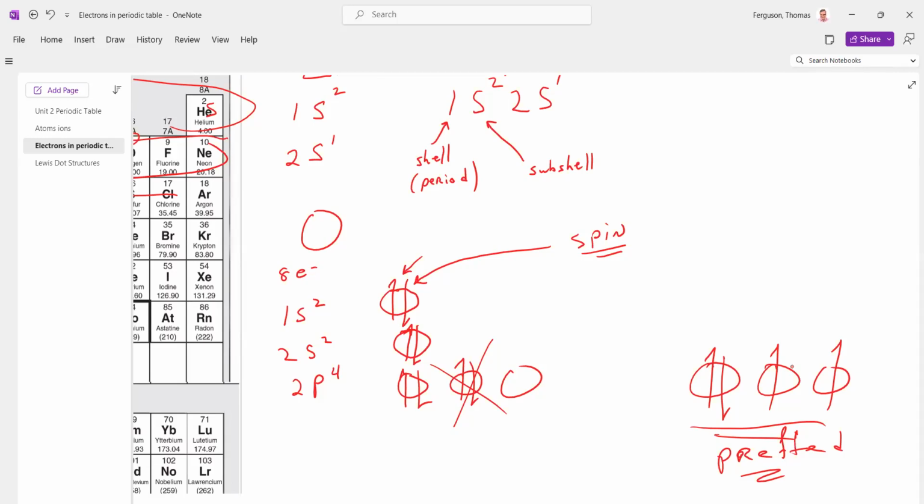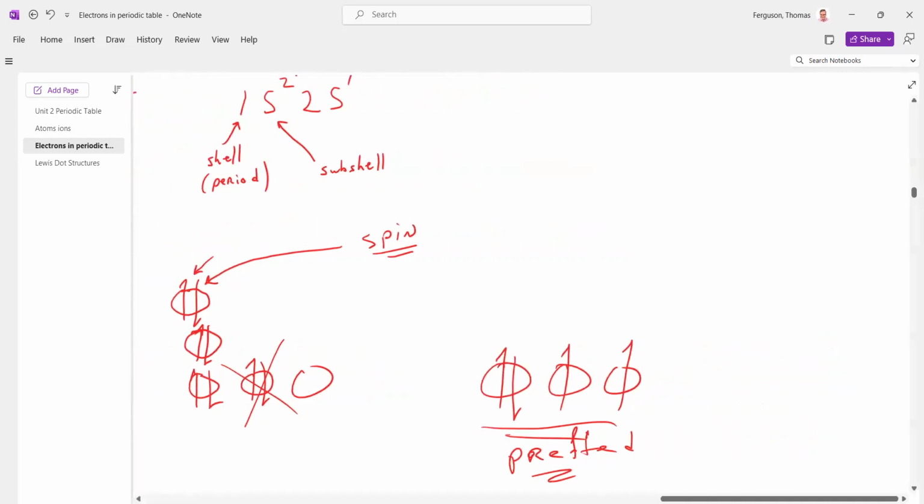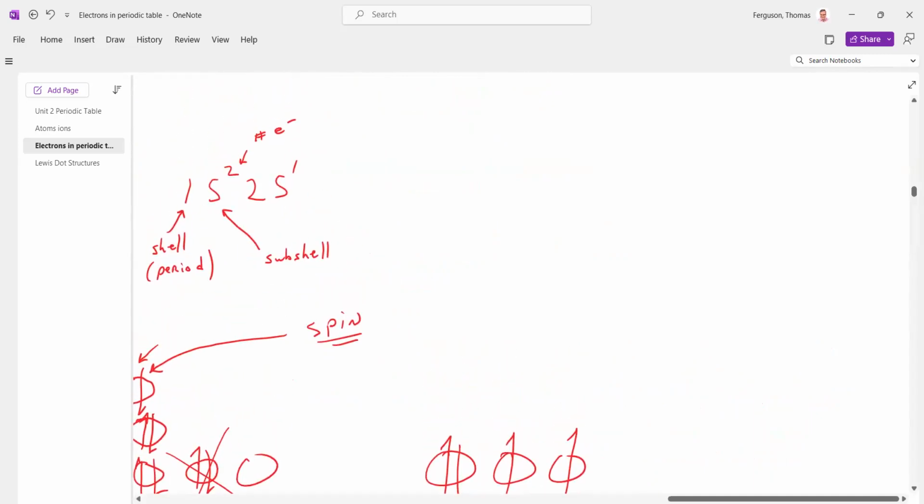Now, there are four things we can talk about in terms of stability. Okay, the first one is full shell. If you have enough electrons to fill the whole shell, that's the most stable. And that's why the noble gases are stable.